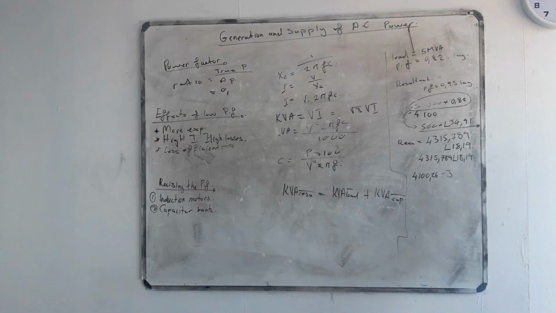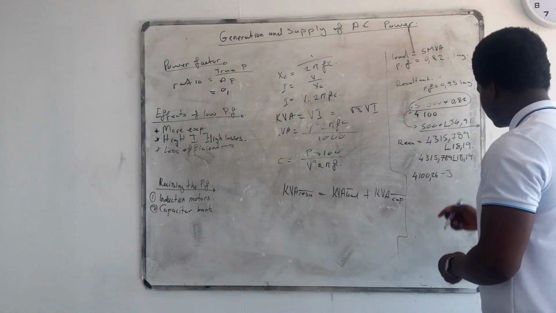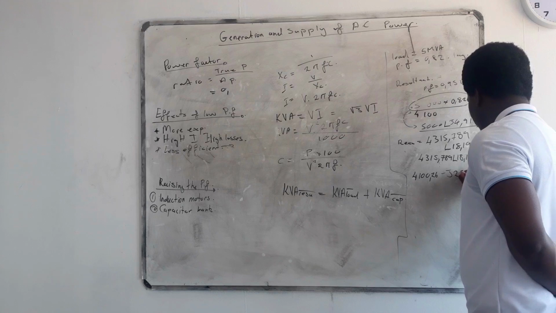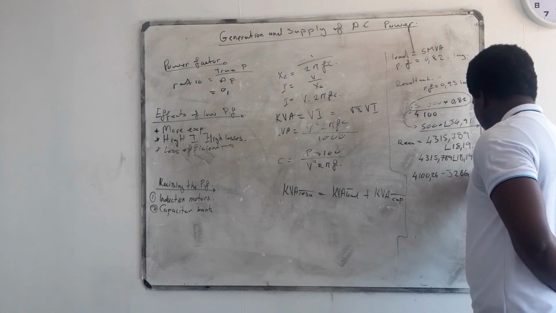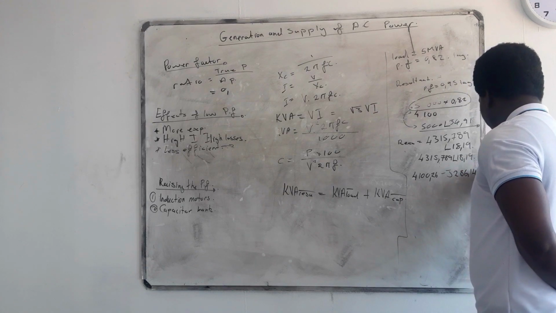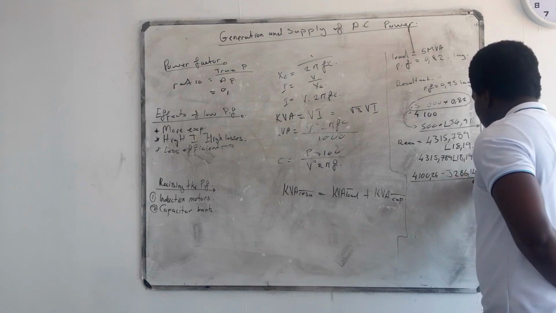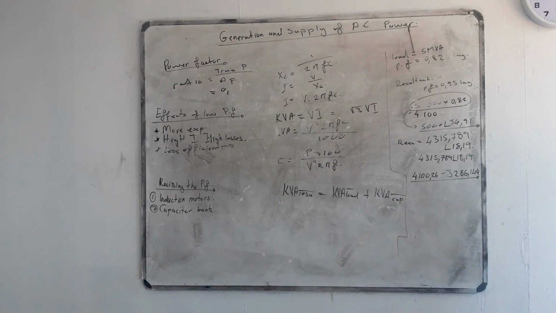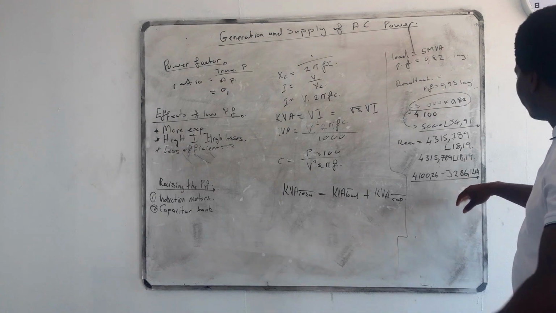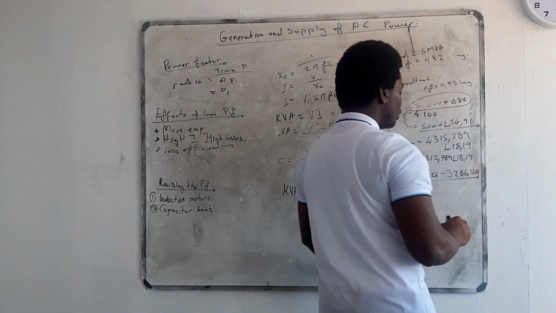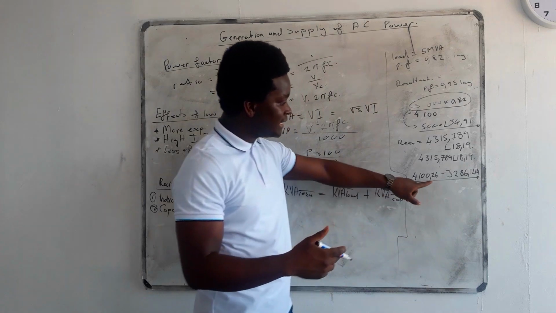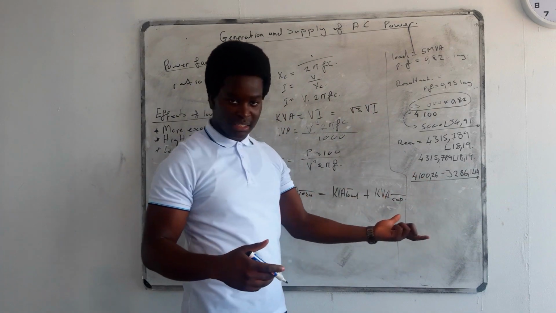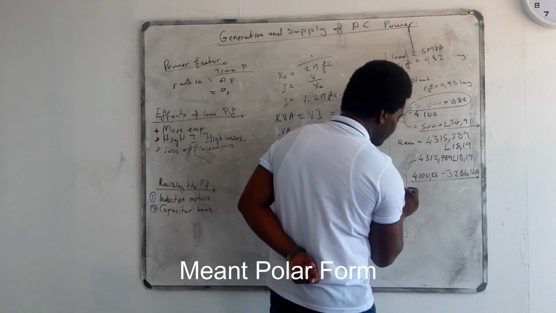Can you say 5,000 sin 34.91? 2,861.44. That is correct, right? So this is our load in rectangular form. And let's also do the same thing for the resultant, because you cannot add or subtract in polar form. Are we together?